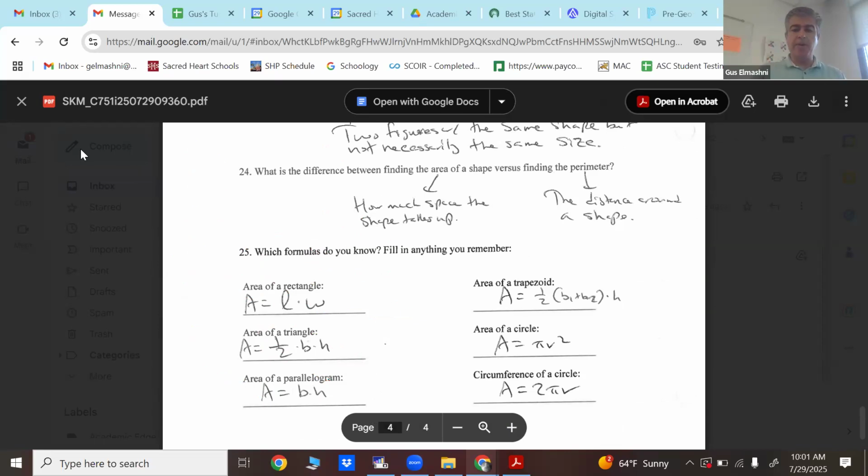But for a parallelogram, just so you know, it looks like this. We call that B, and you call it H right here. Where for a trapezoid, we'll call this B1 and B2, and the height. B1 and B2 are interchangeable. Doesn't matter which one you call it. You can call it top one B1, bottom B2.